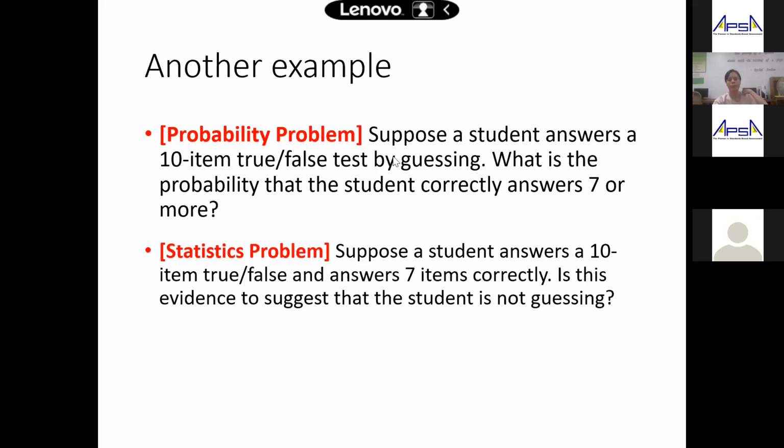Ito, probability problem to. Suppose that a student answers a 10-item true or false test by guessing. What's the probability that the student correctly answers 7 items or more? Probability yan. Okay. Pag statistics, ganito na siya. There is a student who answered 7 items correctly. Ngayon, we can make an inference. Do you think that the student is guessing or not? Parang ganyan.